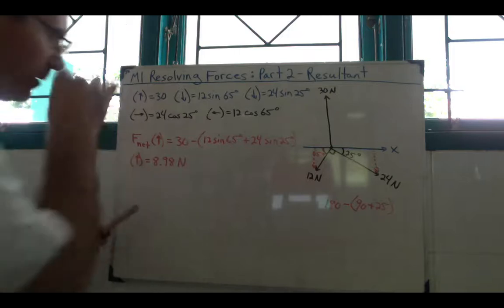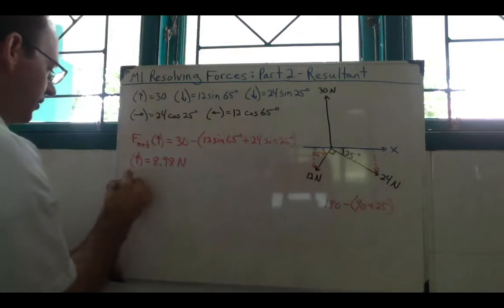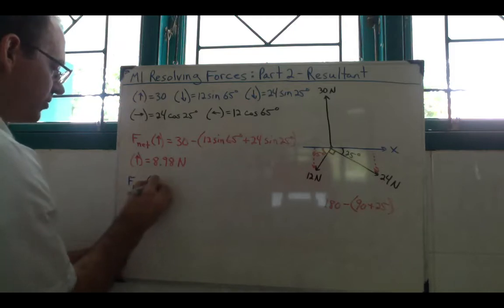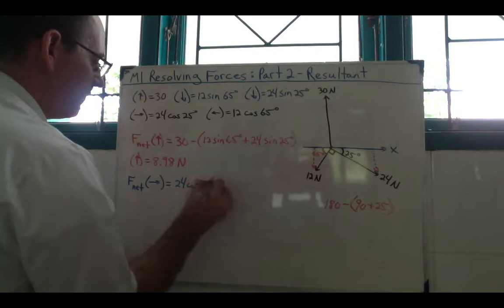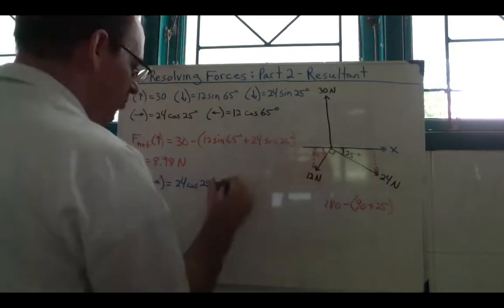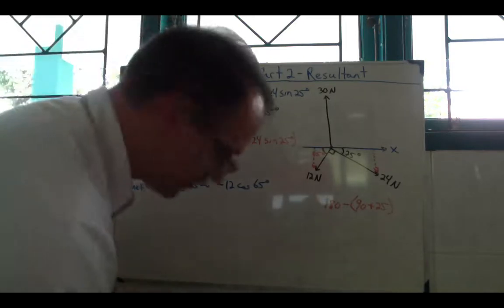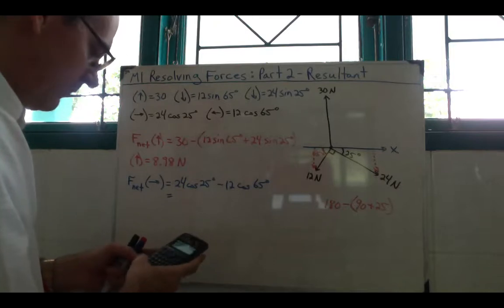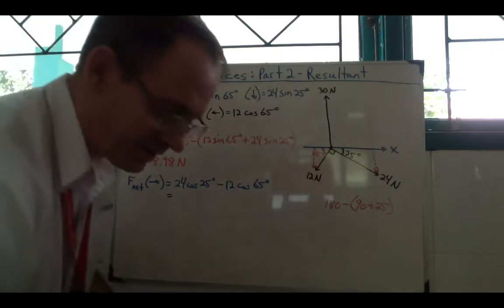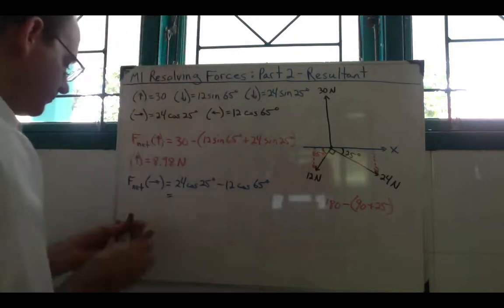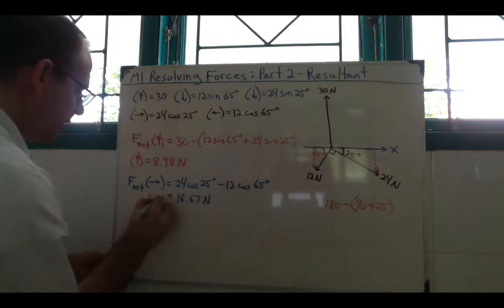Then we also want to take care of the left and right. Well, this one looks bigger than this one, so let's find our net force going to the right, which will equal 24 cosine 25 minus this one, 12 cosine of 65, and that will give us a value of 16.67. And that is the right direction.